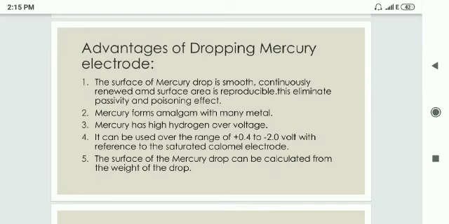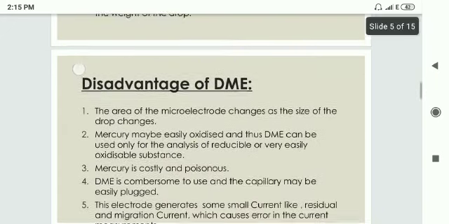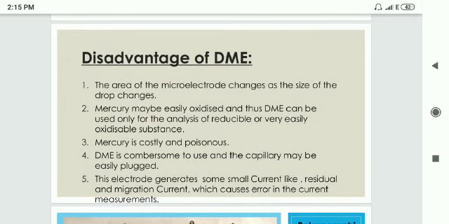The surface of the mercury drop can be calculated from the weight of the mercury drop, but along with it there are some disadvantages. The area of the microelectrode changes as the size of the drop changes. Mercury may be easily oxidized, and thus the dropping mercury electrode can be used only for analysis of reducible or very easily oxidizable substances.